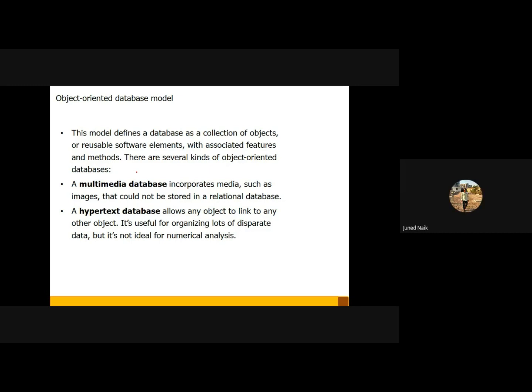Yeah, HTML. Yes, HTML. So that means if you click any particular text and you can go to another page, then that is a hyperlink. Somehow it's called a hyperlink. So this is hypertext also. So in this model, multimedia and hypertext databases are also introduced. So this model is useful for these kinds of data.